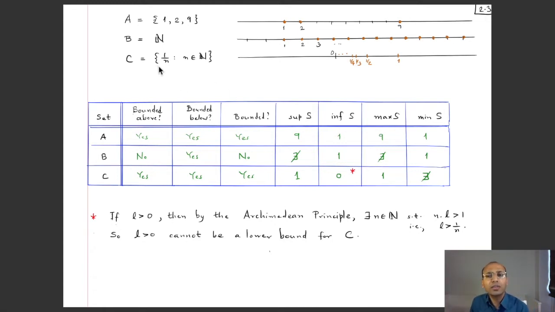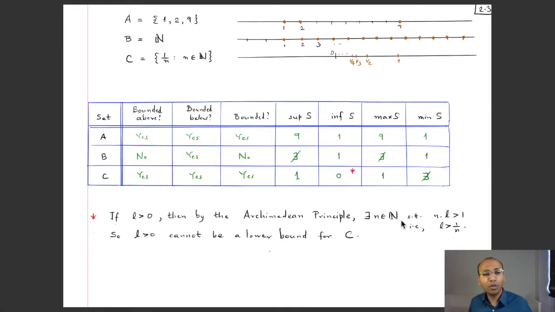Now, since this is a non-empty subset of R which is bounded below, we know that the infimum of the set does exist by the greatest lower bound property of R. Let us now show that the infimum is equal to 0. We already know that 0 is a lower bound, because each element of this set is positive, so it's bigger than or equal to 0. But now we'll show that it's the greatest lower bound.